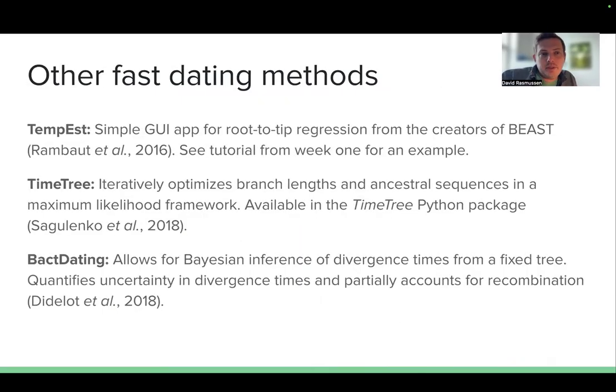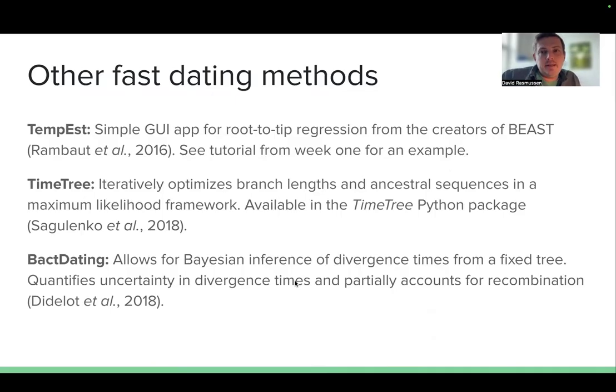So there's a suite of different methods that have come out for doing fast dating of phylogenetic trees. I already mentioned TempEst. If you're a Python user, you might be particularly interested in TreeTime, because this is a Python package that allows you to do a bunch of maximum likelihood based phylogenetic analysis right in Python. One of the things it does quite nicely is estimate clock rates and optimize branch lengths in units of real time, using methods that also simultaneously reconstruct ancestral sequences in a phylogenetic tree.